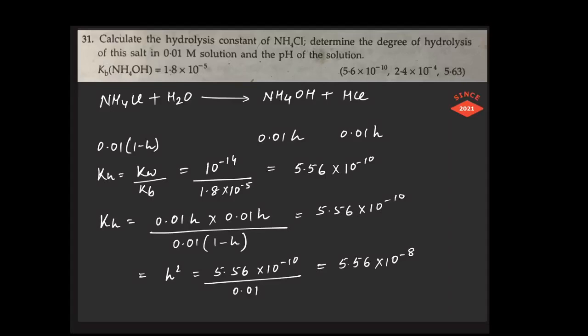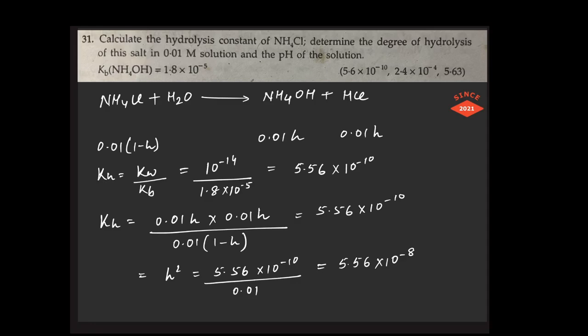Calculate the hydrolysis constant of NH4Cl. Determine the degree of hydrolysis of this salt in 0.01 m solution and the pH of the solution. Kb for ammonium hydroxide is given as 1.8 into 10 to the power minus 5.